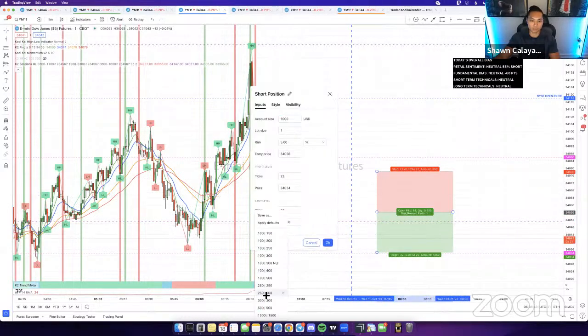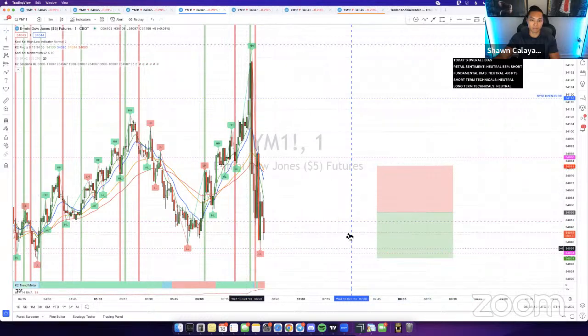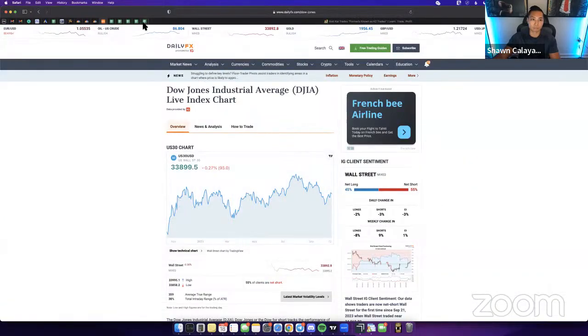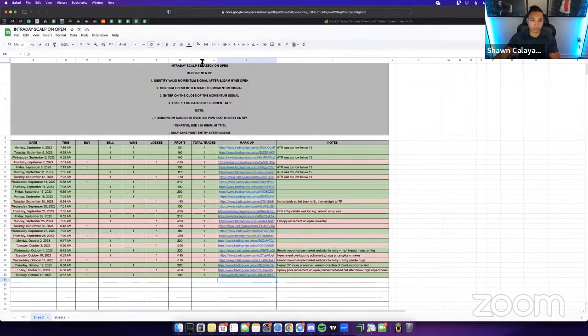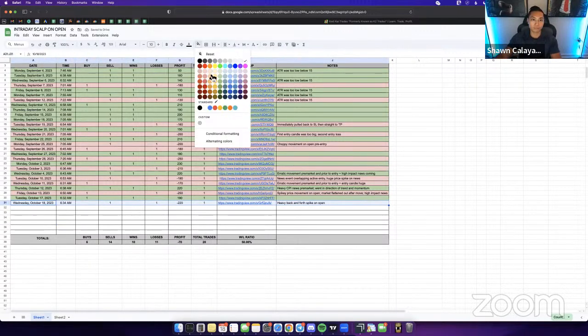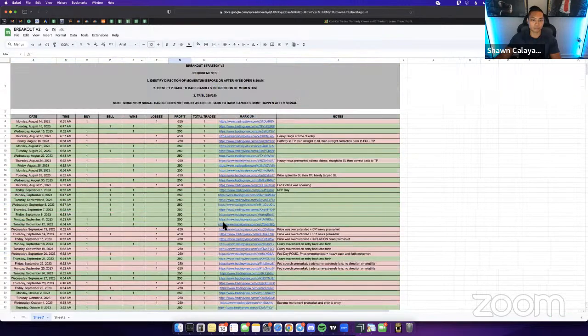All right, if this closes red right here, this is going to be the breakout V2 if you guys are looking to take it. So if it closes red right there, that's going to be the breakout V2. And I put up the information for the spreadsheet over here for the intraday scalp. 634. It was for sell, loss. So there goes the spreadsheet for intraday scalp.